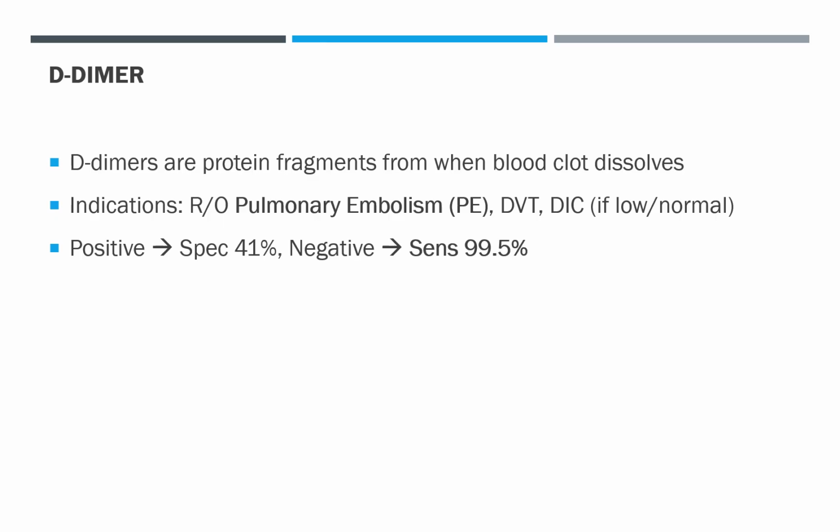It has a very good sensitivity, however, especially for when you're looking for these coagulation disorders. If it's negative, low or normal, it's very unlikely that they would have a PE or DVT or DIC.